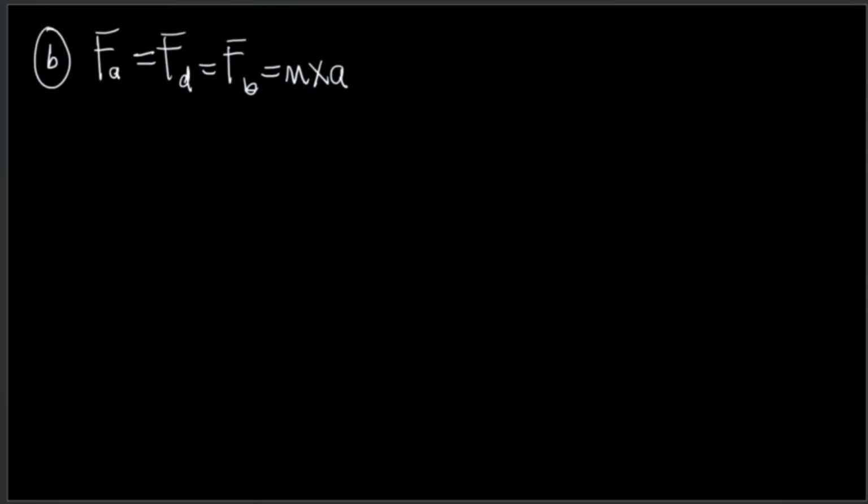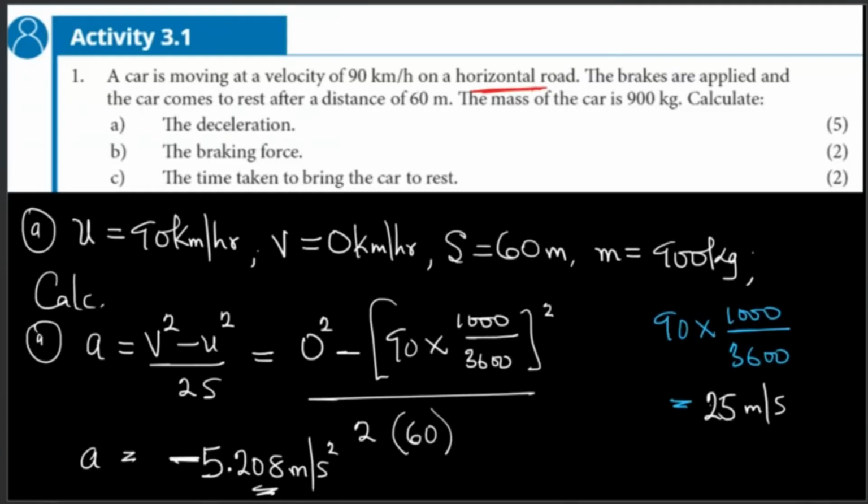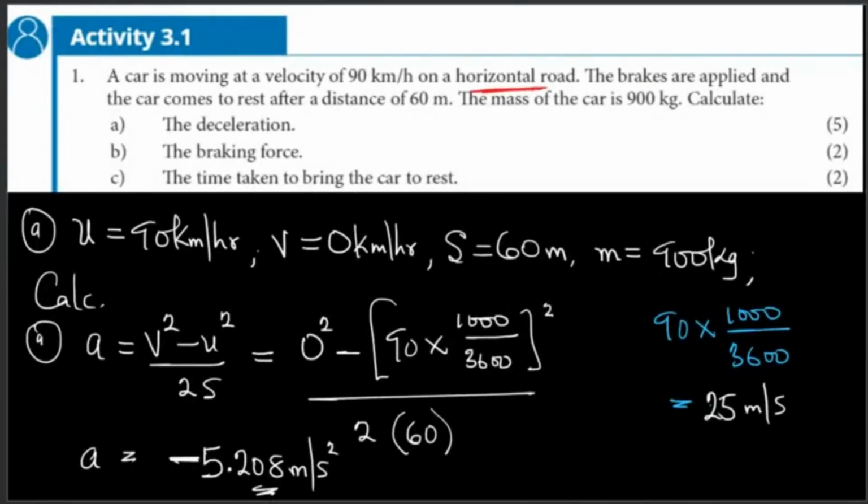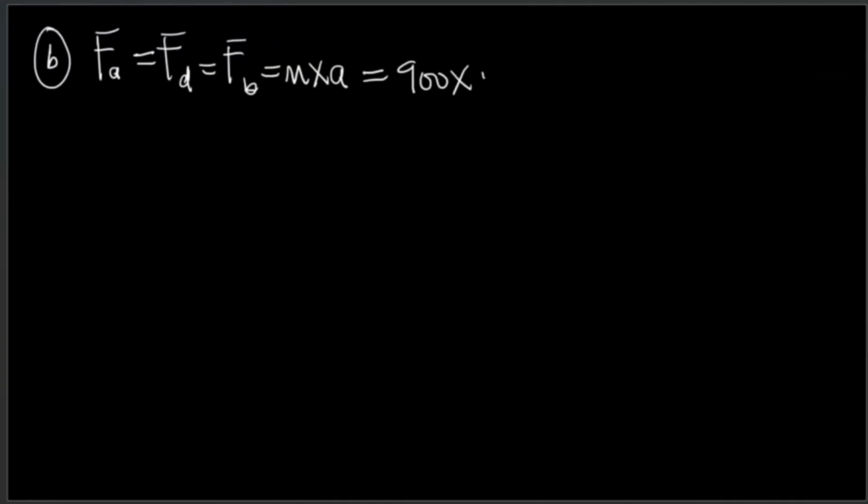It's not accelerating, it's decelerating. So it's going to be the mass, which is 900 kilograms, multiplied by the deceleration. You're not going to write the minus, you are going to use the absolute value, which is 5.21 or 5.208. It's going to give you 4687.2 newtons.